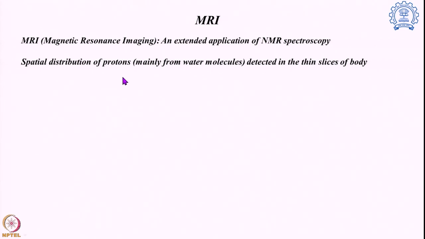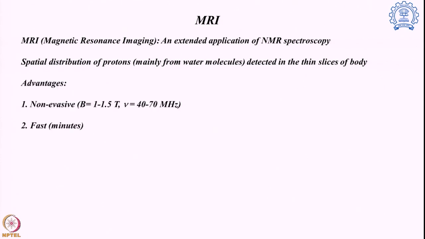So MRI is nothing but a particular kind of NMR where we follow the proton NMR from the water molecule, because water is quite common in a biological system. Then we try to find out the behavior of the protons in a particular region, generally in thin slices of our body. And there we try to find in three-dimensional orientation how the protons are behaving, under a condition where we put an external magnetic field of 1 to 1.5 Tesla.